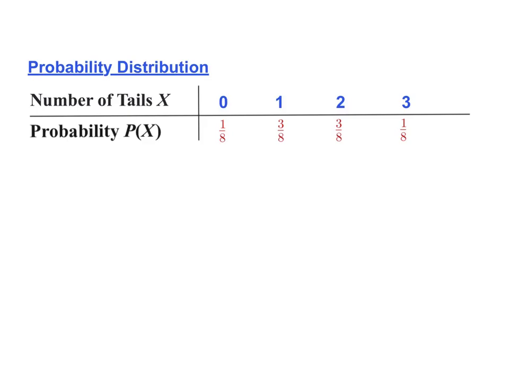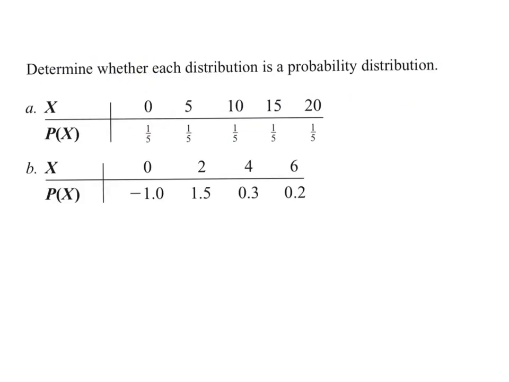No, we're not done. A couple other things. One of the things you're going to have to do is determine if a distribution is in fact a probability distribution. Here are 2 examples. It'll say, determine whether each distribution is a probability distribution. Those 2 criteria we looked at before: the probabilities all have to add up to 1, and each individual probability must be between 0 and 1 inclusively.